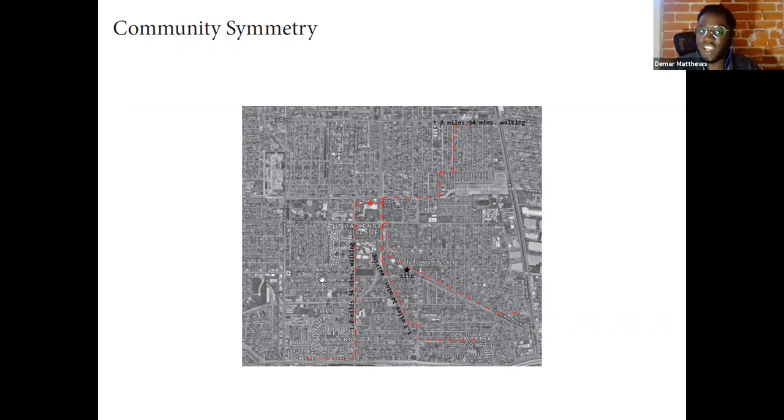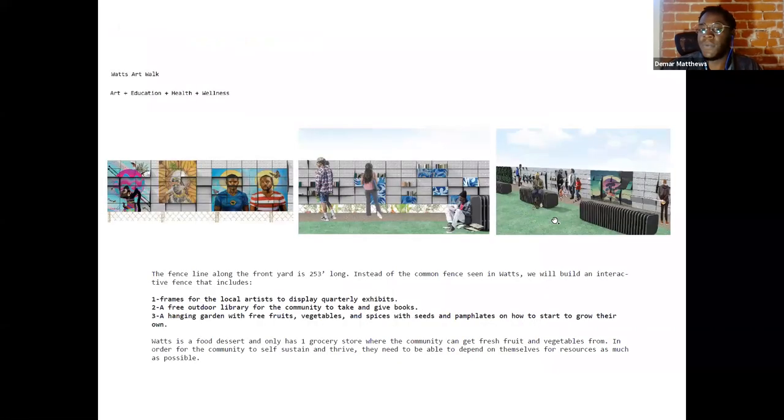So this map is showing the one grocery store that's in Watts, which is a Food for Less, which is not a great grocery store. The produce is often old. Where are they supposed to get produce? The liquor stores don't have fresh produce. So this shows how long somebody has to walk to get there. And we have a fence line that's almost 300 feet. Along this fence line, I wanted to give the resources.